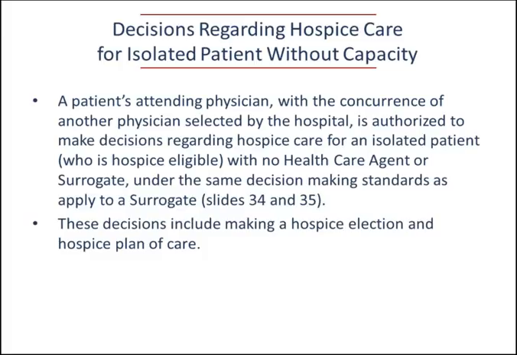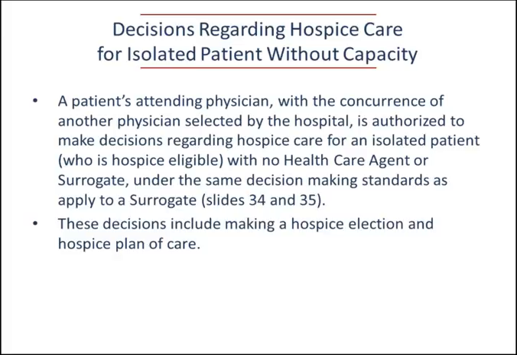Now, the law was changed a couple of years ago with respect to hospice care for that same isolated patient. So if you have a situation where you, again, have an isolated patient, no healthcare agent, no surrogate, decisions about hospice care, whether to enroll the patient in hospice and to determine the hospice plan of care, and remember, hospice might include DNR, it might include other decisions to withdraw or withhold life-sustaining treatment, those decisions can be made for hospice under the same standards that apply to a surrogate.